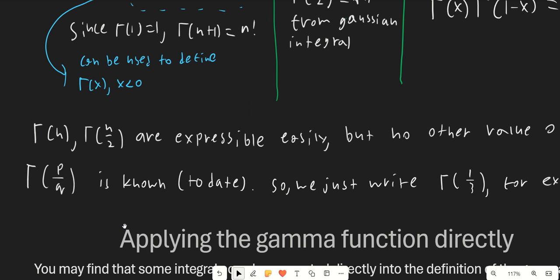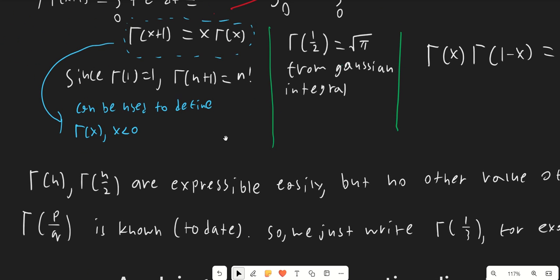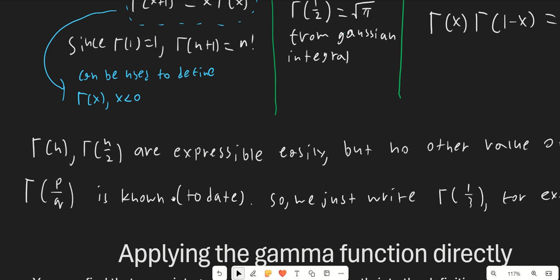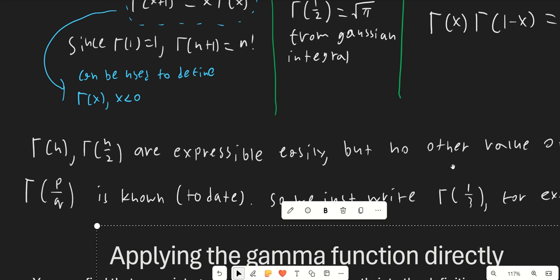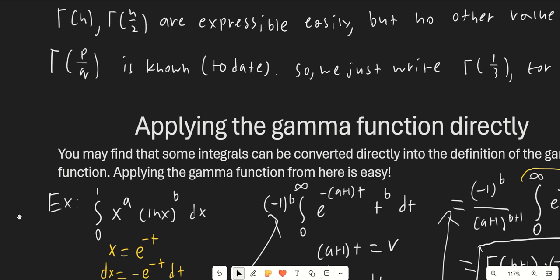So in general, gamma of n and gamma of n over 2 are easily expressible. So obviously, gamma of n is going to be some form of factorial, and gamma of n over 2, you can extrapolate from gamma of 1/2 equals square root pi, and then just use this identity to find the value of gamma of 3/2, gamma of 5/2, etc. But unfortunately, no other value of gamma of p over q is known or expressible in terms of normal functions. So we'll just write, for example, gamma of 1/3 if that's the answer for your integral. There's no other way to simplify it. And so that's how you'll write those types of answers.